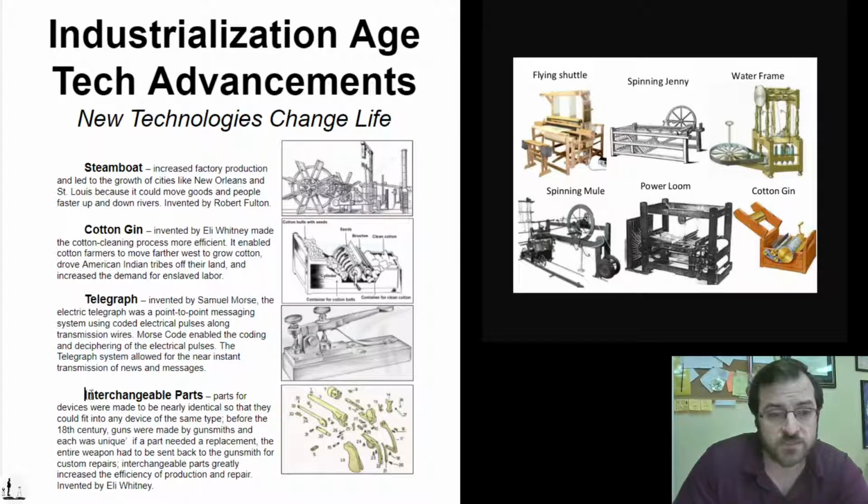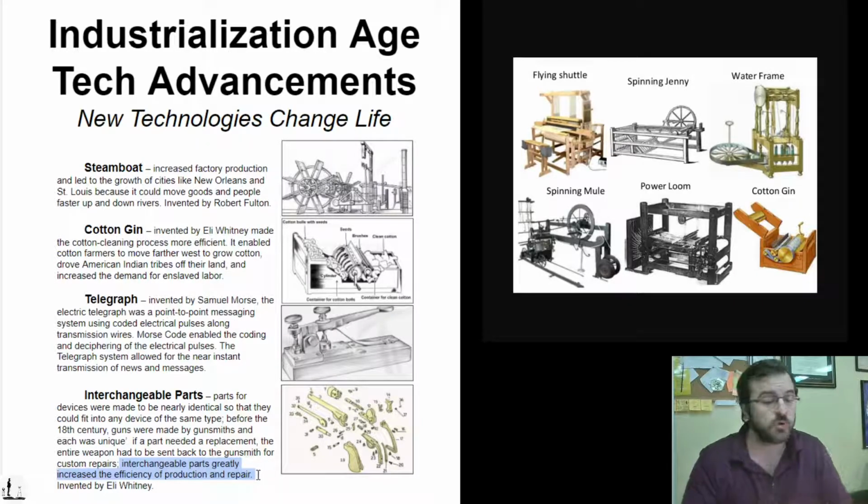All right. Interchangeable parts, the last one. These were parts for devices that were made to be nearly identical so that way they could fit into any device of the same type. Before the 18th century, guns, for example, had been made by gunsmiths and each was unique. If a part needed a replacement, the entire weapon would have to be sent back to that same gunsmith for customized repairs. Interchangeable parts greatly increase the efficiency of production and repair.